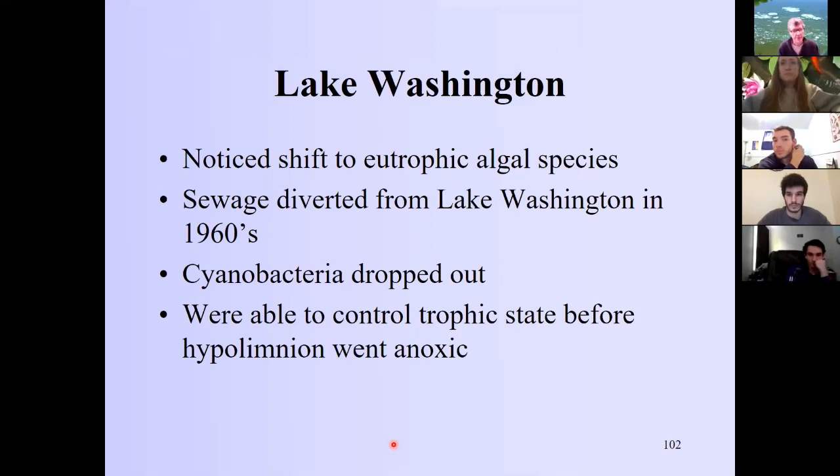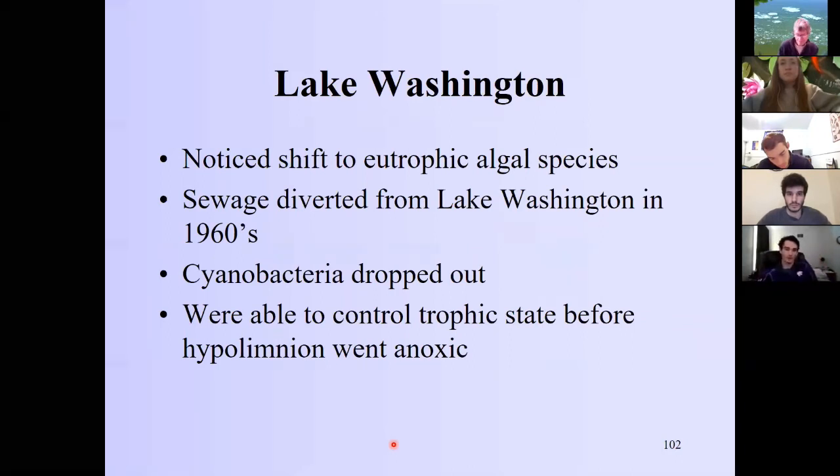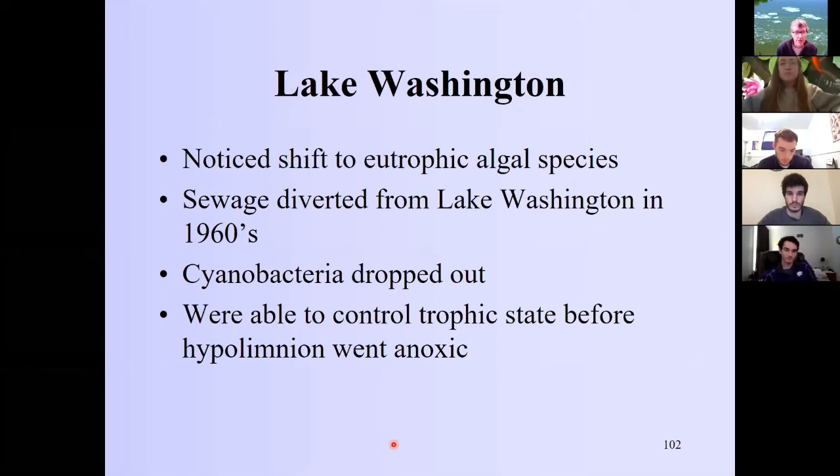Tommy Edmondson, who was a professor there, and it was a student of G. Evelyn Hutchinson's. You'll remember that name perhaps from earlier in the class. He noticed a shift to those species that the European limnologists had noted were indicative of eutrophic conditions, particular species of cyanobacteria, for example. And as a result, he started pushing, and other people picked it up, to control the raw sewage input into Lake Washington. And the lake recovered. And one of the key things here is that the trophic state was controlled before the hypolimnia went anoxic.